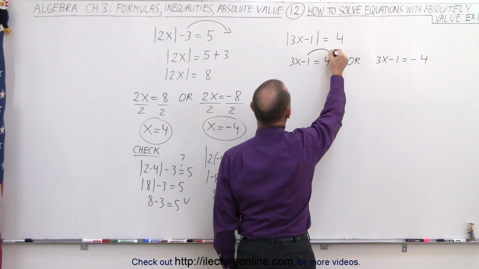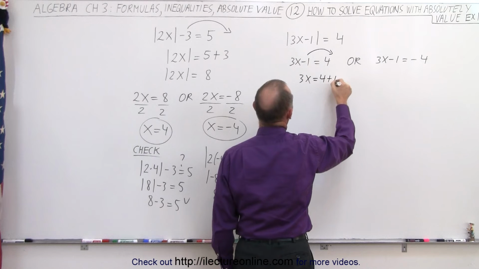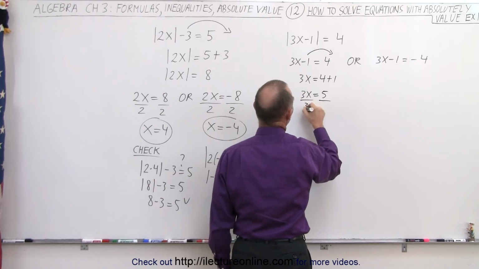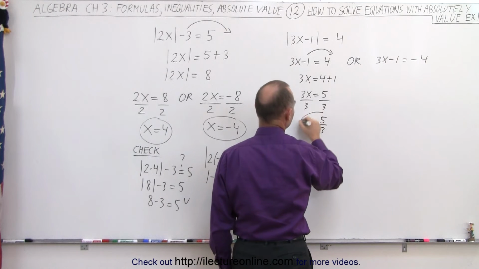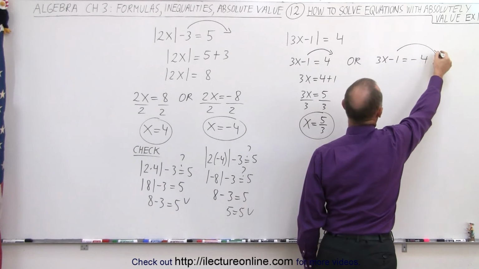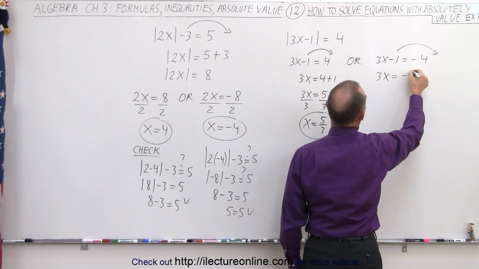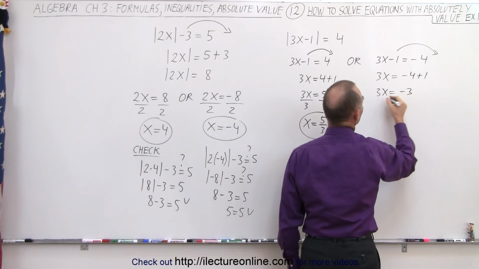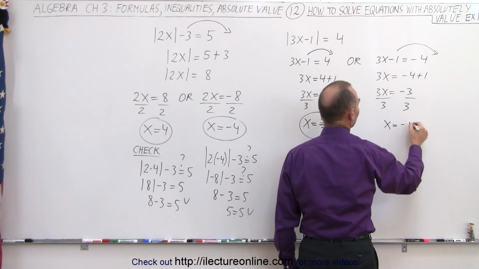So first we move the negative 1 across. We get 3x is equal to 4 plus 1, or 3x equals 5. And divide both sides by 3. We get x is equal to 5 over 3. It can also be this. We move the negative 1 across. We get 3x equals negative 4 plus 1, or 3x equals negative 3. Divide both sides by 3, and I get x is equal to negative 1.